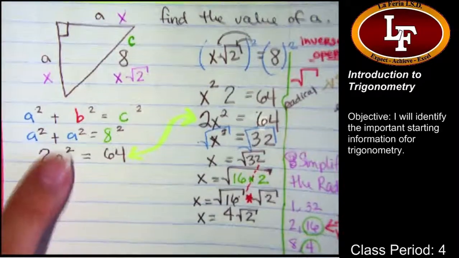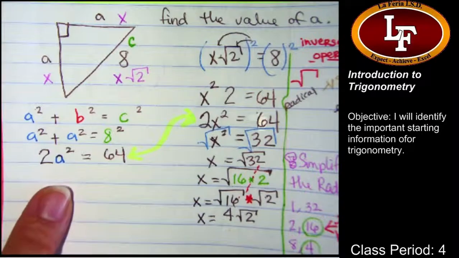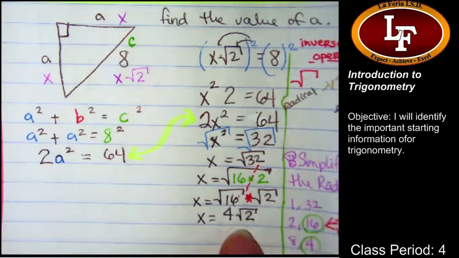If it's a right triangle, the Pythagorean theorem will always work. If it's a right triangle, the Pythagorean theorem will always work for you regardless of what kind of triangle you're looking at. If it's a special triangle, you have the option of using the pattern for those special right triangles. Sometimes it makes it easier and you don't have to go through all of this.